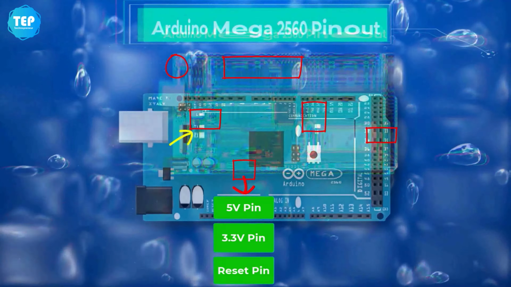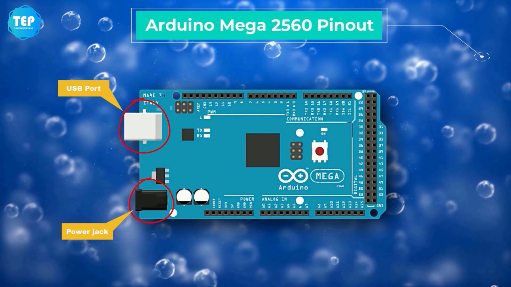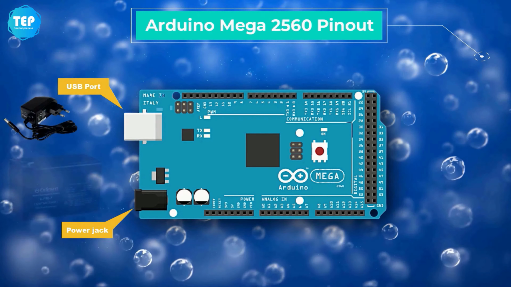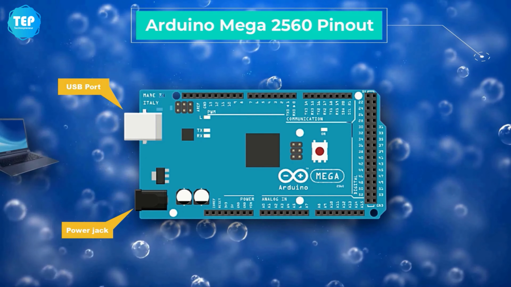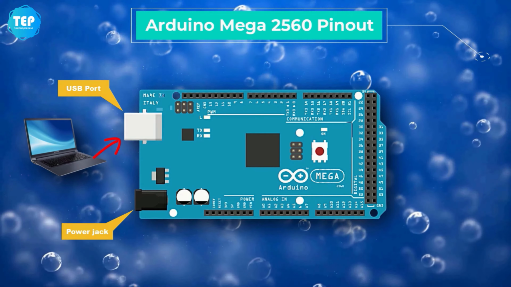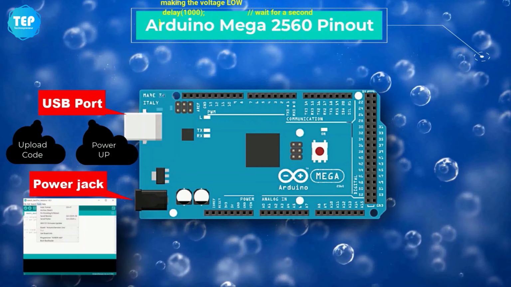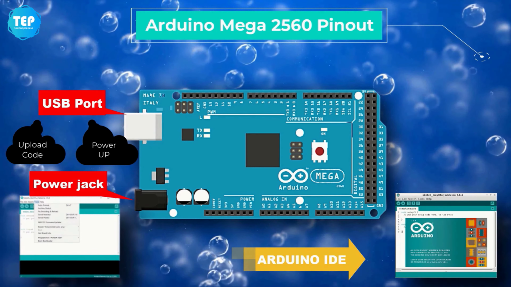In order to power up Arduino Mega, we have 2 main power connectors. One is USB port and the second one is DC power jack. We can plug a 12 volts adapter or a battery with this power jack, and Mega will turn on. Moreover, if we connect Arduino Mega with laptop via USB port, that will also turn it on. USB port is also used to upload code in the Mega board. Arduino IDE is the official software used for designing and uploading code.